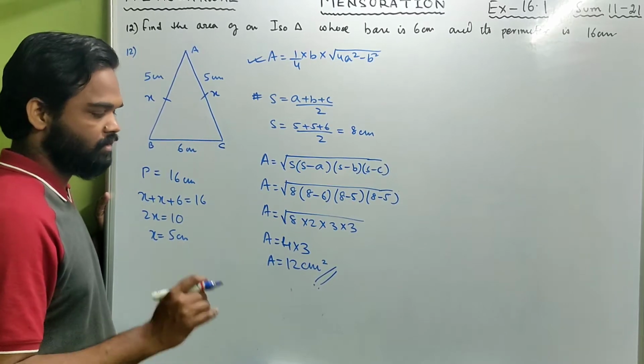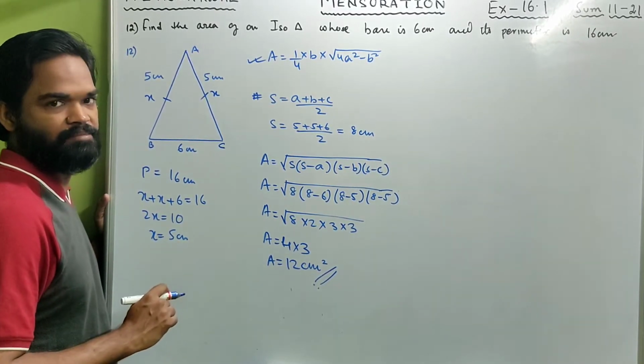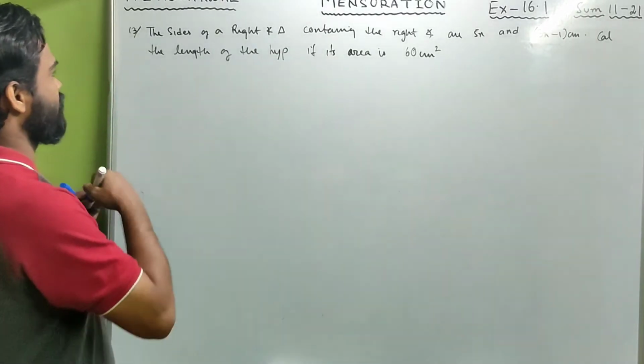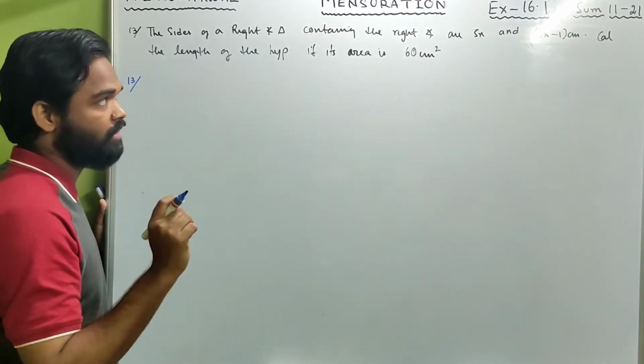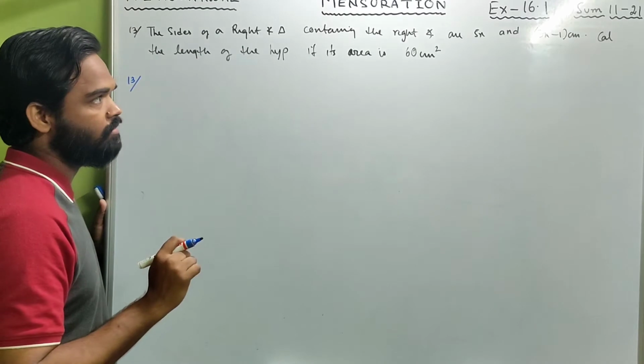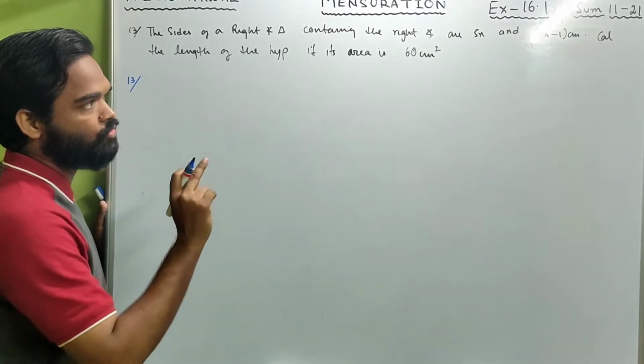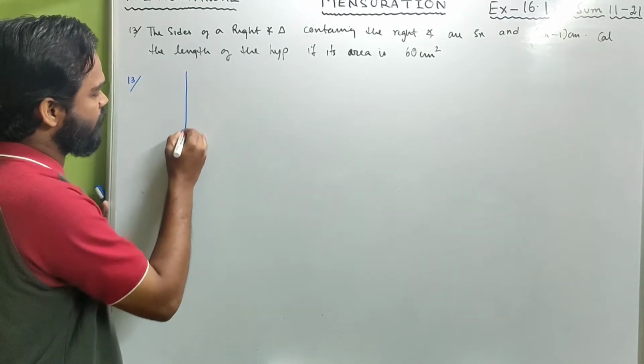Clear? Now let us look at the next sum. Now look at sum number 13. Very easy. The sides of a right angle triangle containing the right angle are 5x and 3x minus 1 centimeter. So I'll draw a right angle triangle.